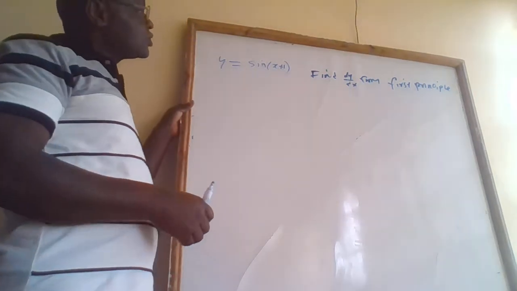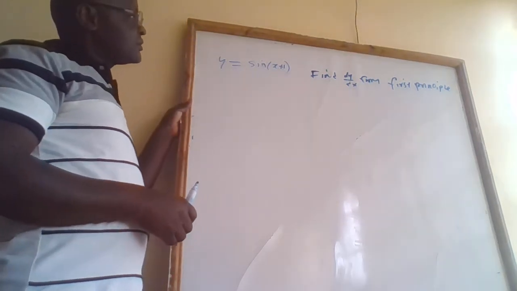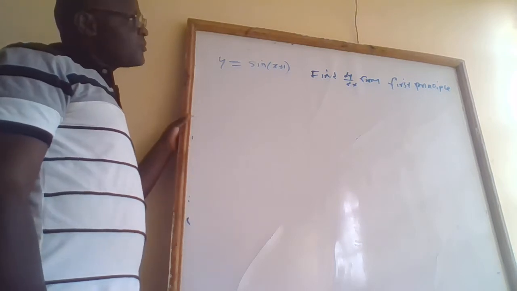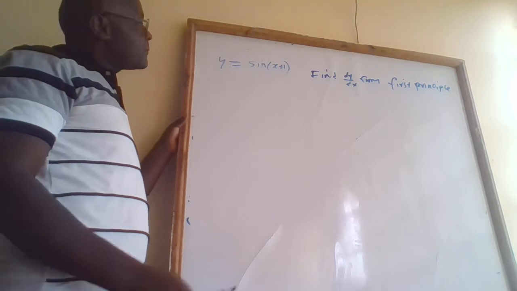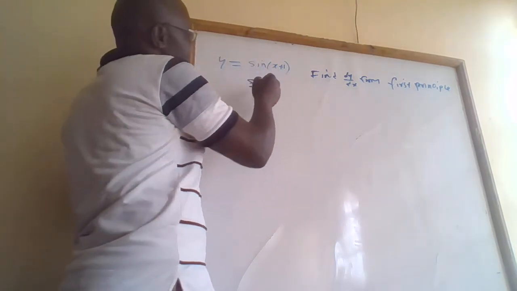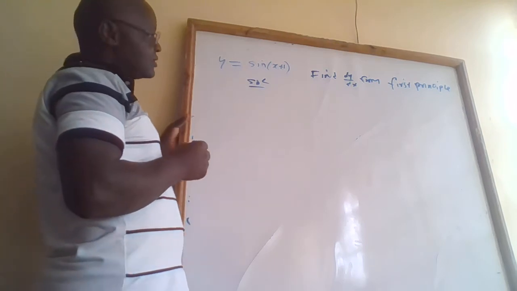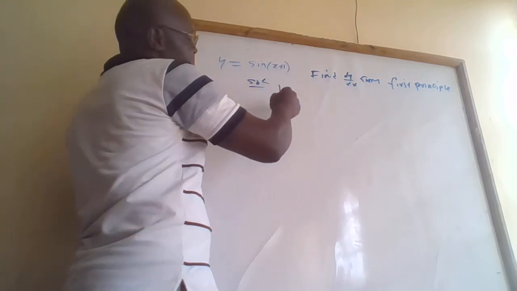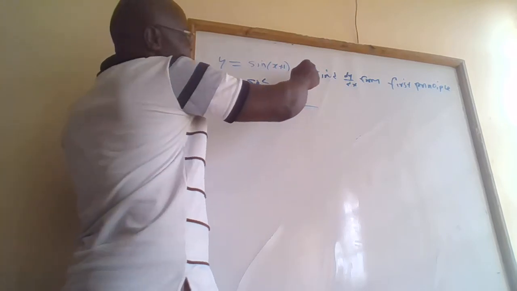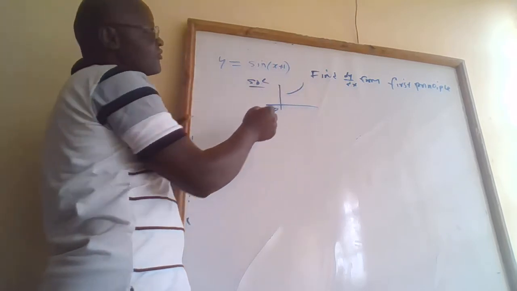So we have y equal to sine of x plus 1. They want us to find the derivative of this equation from the first principle. Now for us to understand this equation, if this is an xy plane, then maybe you have a curve.